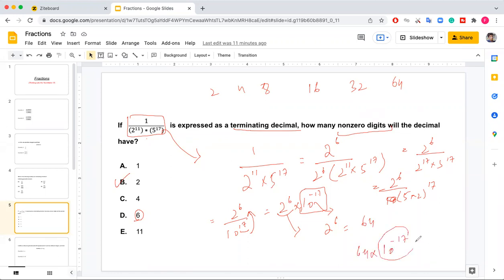The result of this all will be zeros. And we have only two non-zero digits, which are 6 and 4. That's why the answer is 2. Got the point?